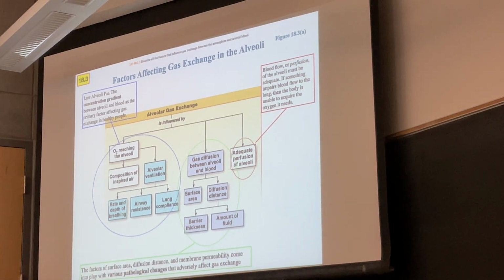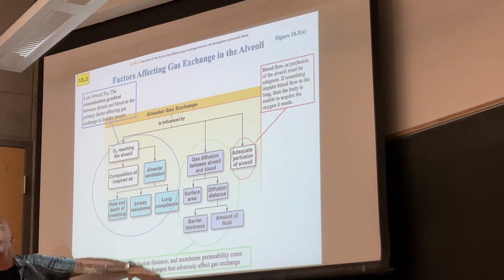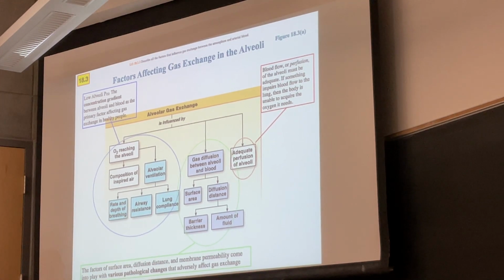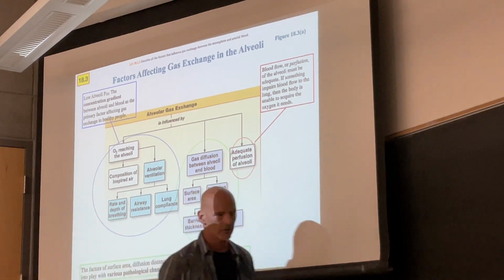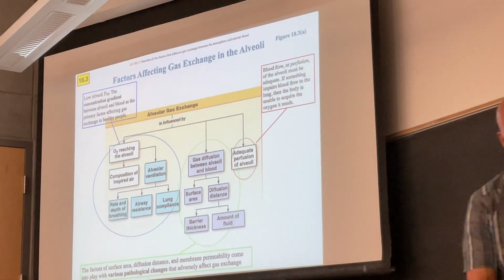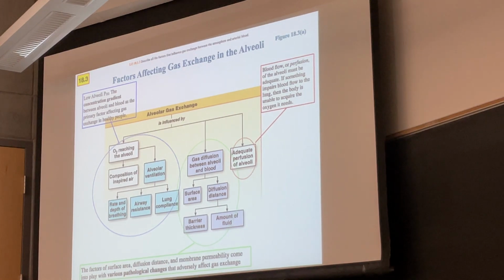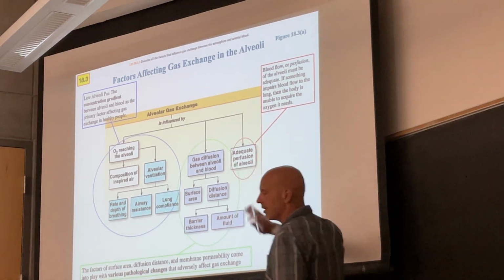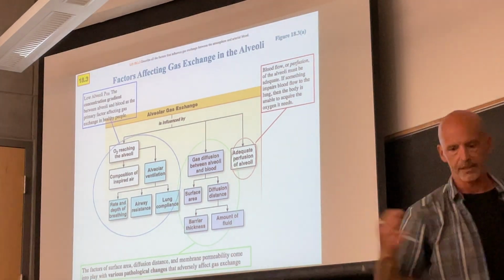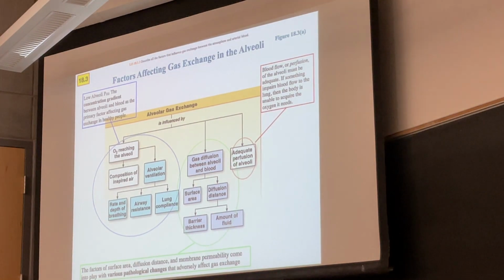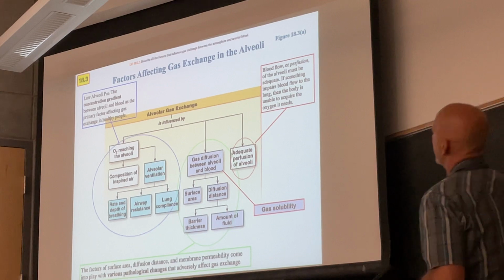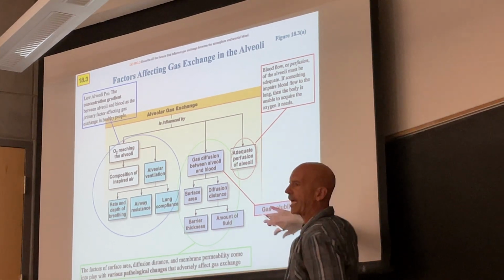That's not the nice, smooth layer where oxygen is diffusing right across there. And the amount of fluid, of course, will also be associated with edema of some sort. And then the other thing, again, we didn't really talk about this, but you have to have an adequate blood flow going through there for the blood to pick up that oxygen once it's in there. And so all these will affect alveolar gas exchange.